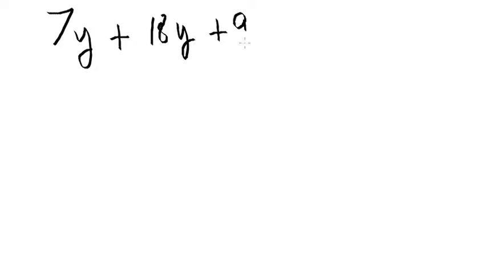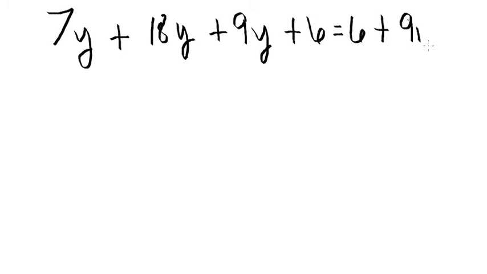All right, let's see. We got time to work another one real fast here. Okay, we got 7y plus 18y plus 9y plus 6 is equal to 6 plus 9y plus 19. All right, so we want to isolate this y.